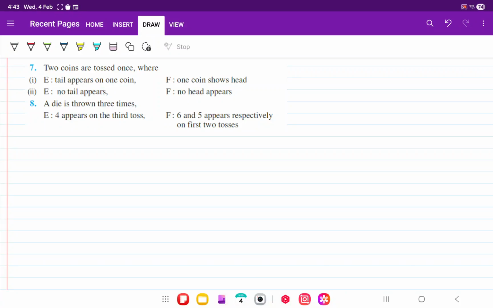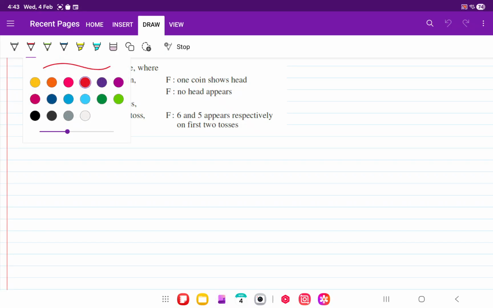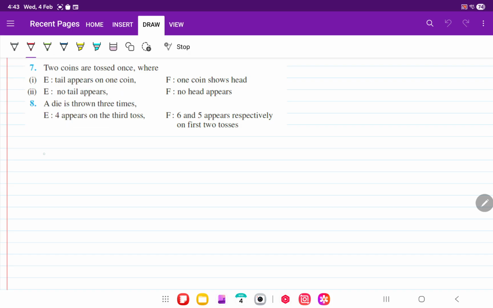Hello everyone, I will start question number 7 of the first exercise. So they are saying two coins are tossed once. When the two coins are tossed, what are the total cases? It will be head tail, correct? Tail head, head head, tail tail. So these are the four possible cases.